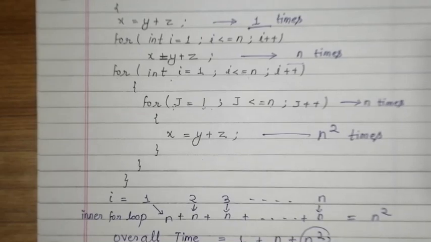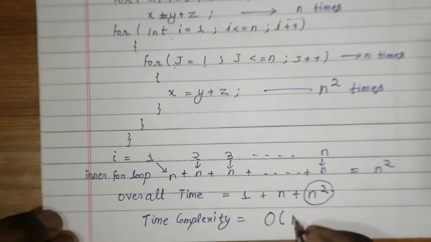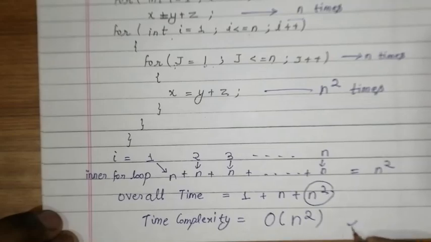So time complexity is how much? Take the bigger component. Which one is bigger? N square. So the time complexity is order of n square. So the answer is order of n square.